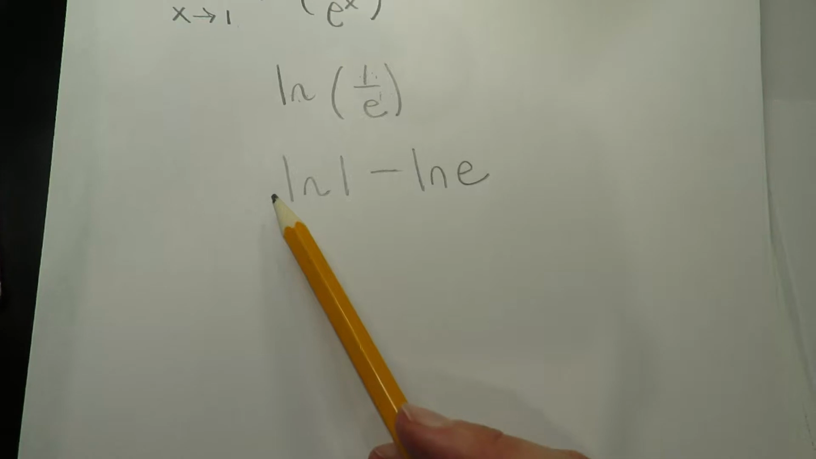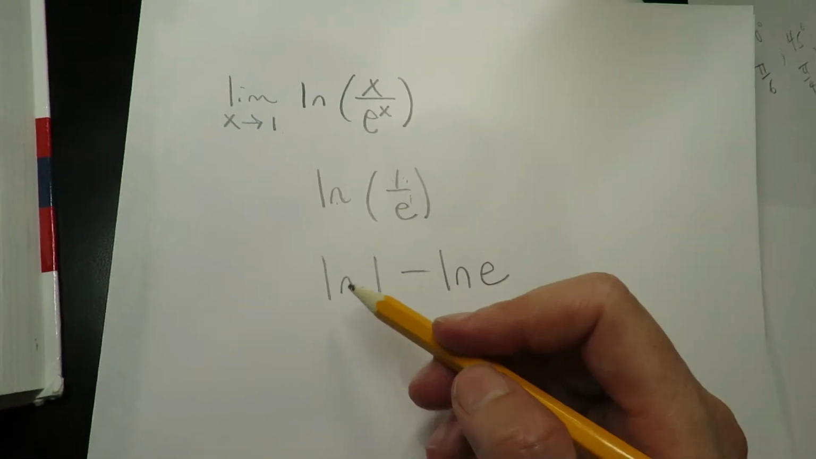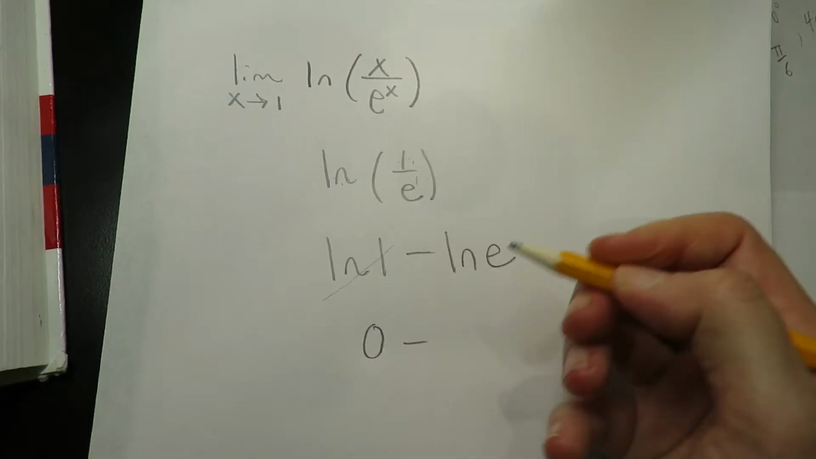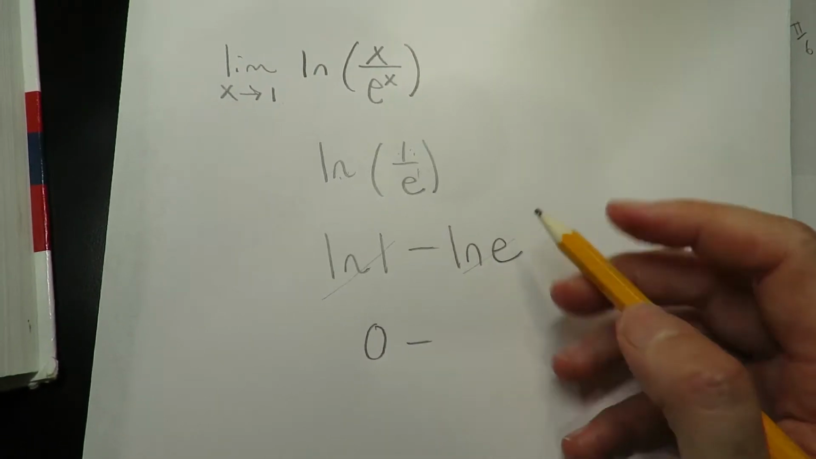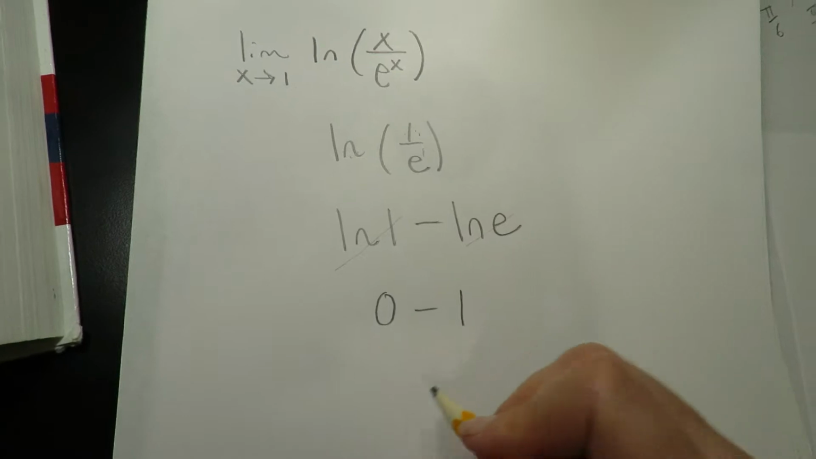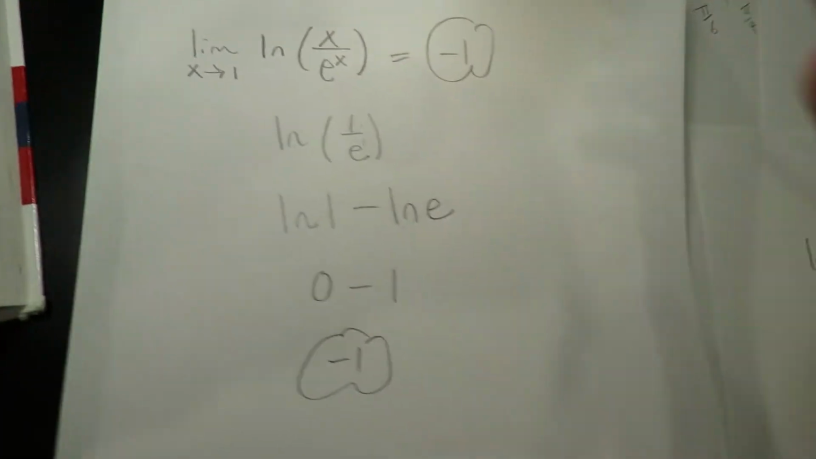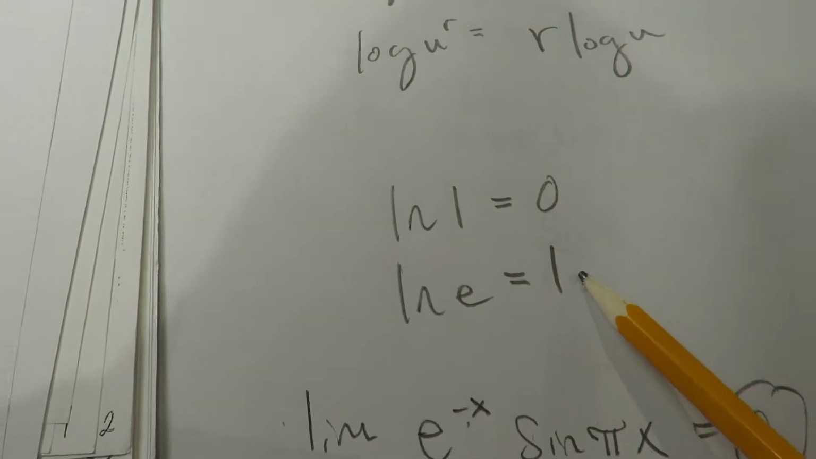All right, now I just went over this. Do you remember what I said? The logarithm of 1 equals 0. The logarithm of e equals 1. So 0 minus 1, or minus 1. Right, I was just talking about that. Those two will pop up, and there you go, they did.